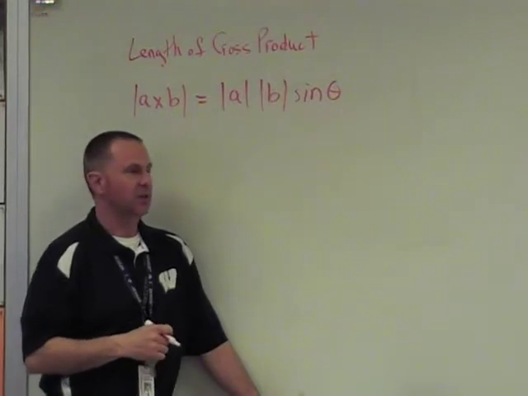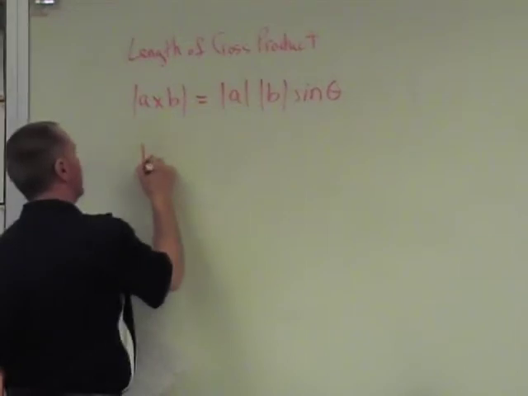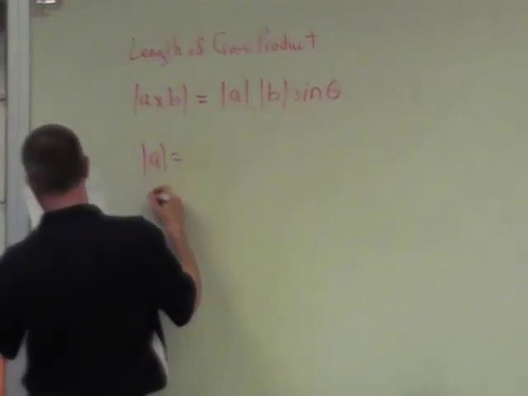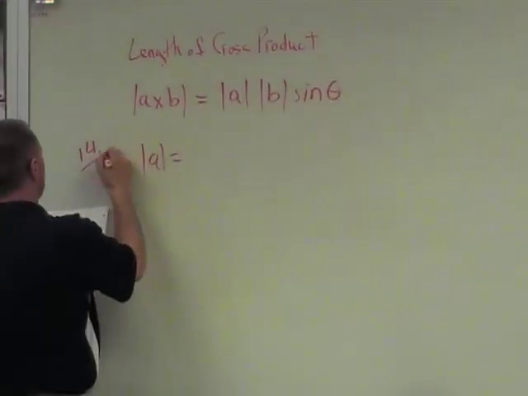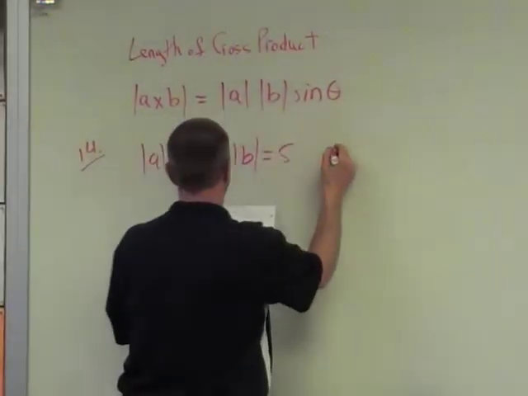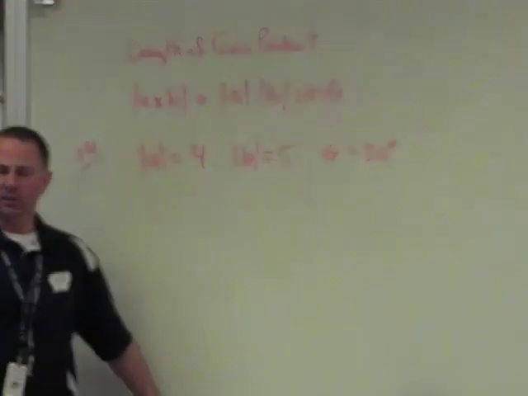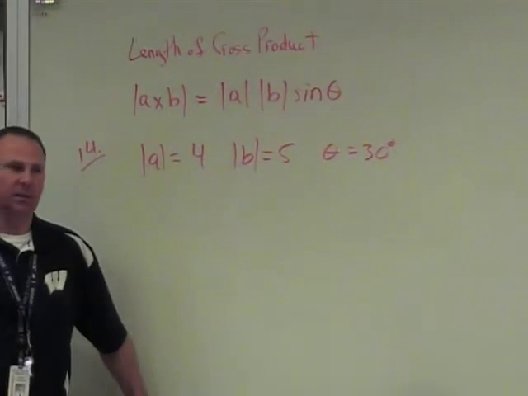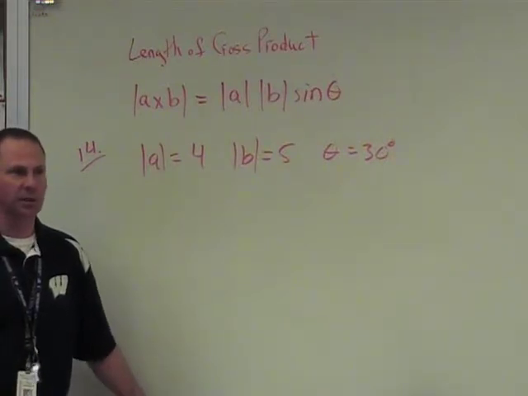This is how it works. Those two things are the same thing. So this right here is important to know. Let's do number 14. Magnitude of A is 4, the magnitude of B is 5, and the degree is 30. So you plug that information in and tell me what the length of that cross product was. So given different pieces, you got to be able to work it in different ways.